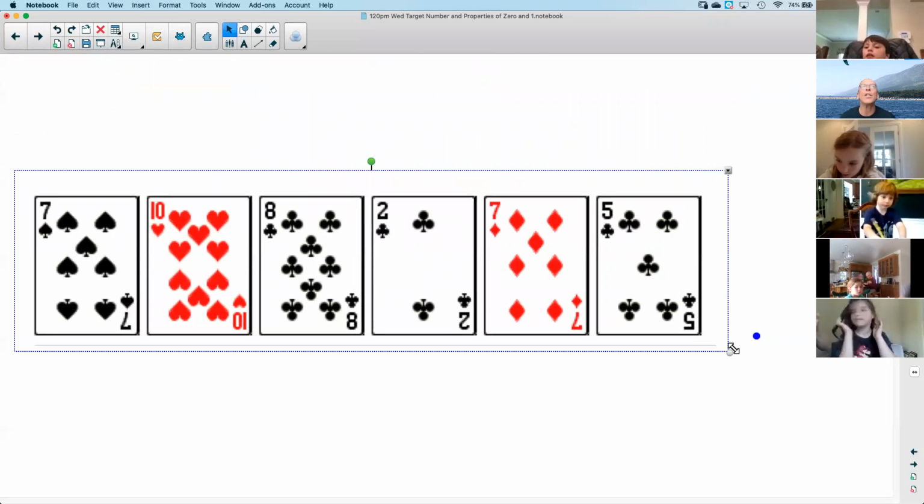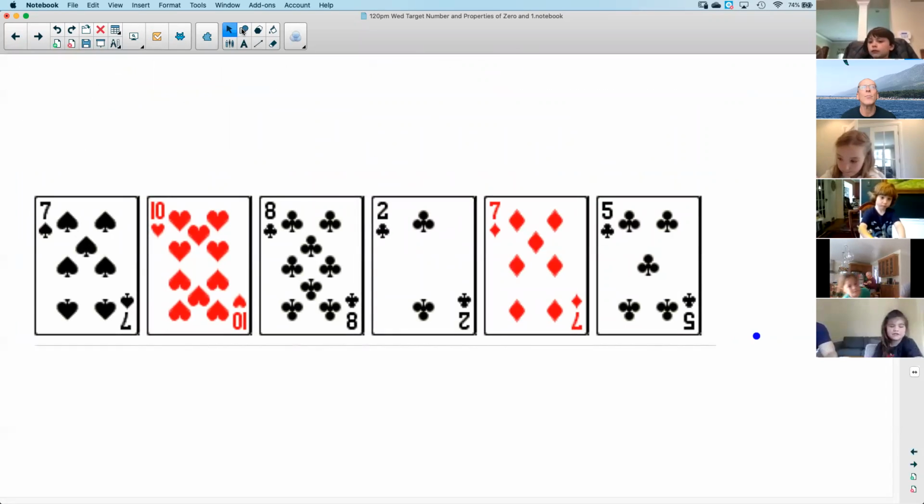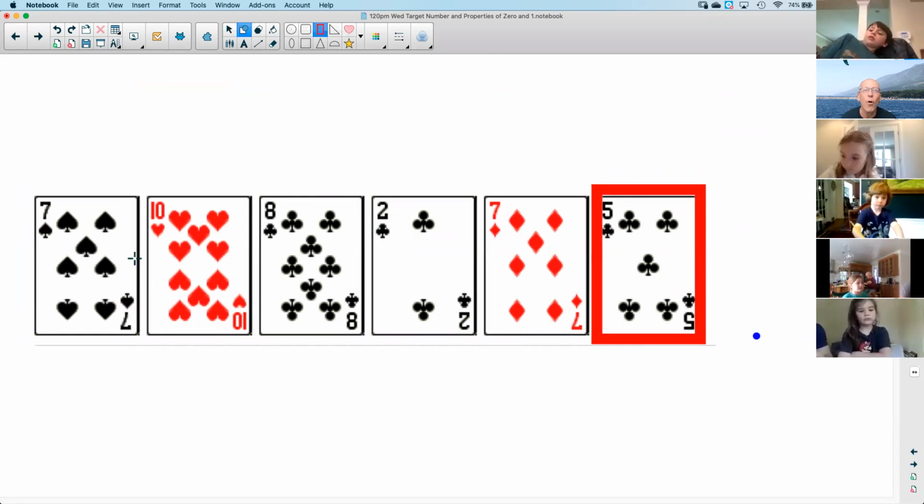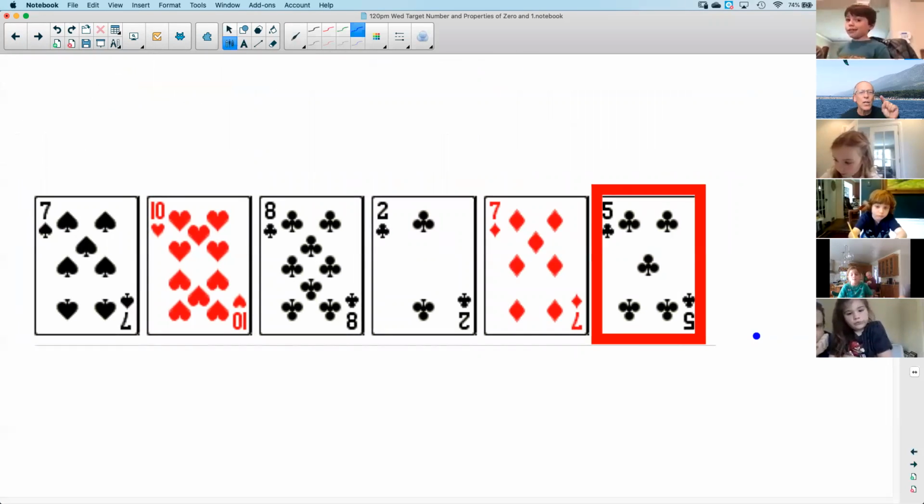Okay, the target number now is 5, one of my favorite numbers. And remember, we have to get rid of all these cards and use them to get the number 5. So remember, before you raise your hand, make sure that you write down all the different things.